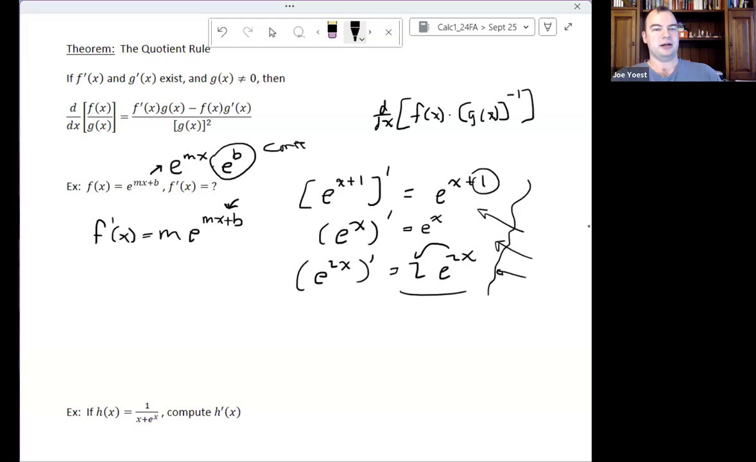So I think this is a pattern that seems to work for these. Is it just a coincidence? Does it work in general? The spoiler is, yes, it does work in general. This is a general rule, and we'll actually be able to prove this carefully with the chain rule in a minute. But I wanted to show that even with the product rule, we can prove a smaller version of this.